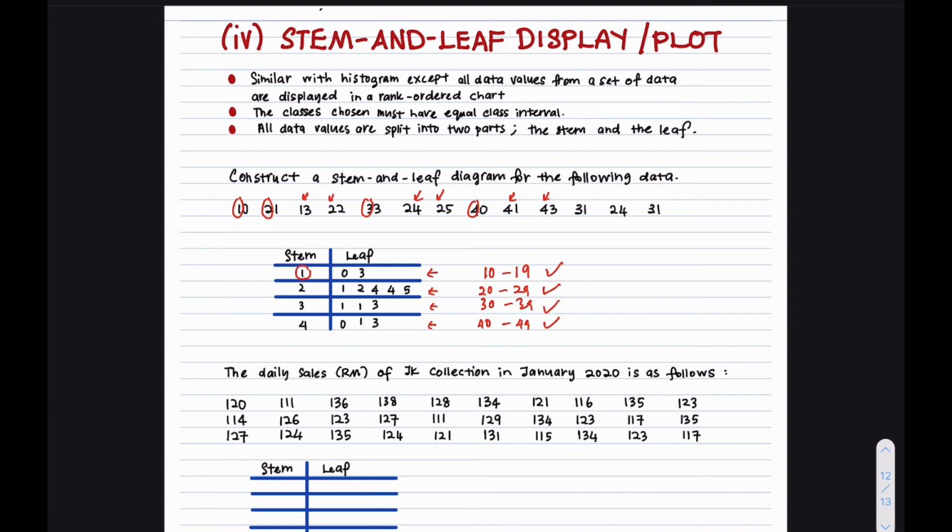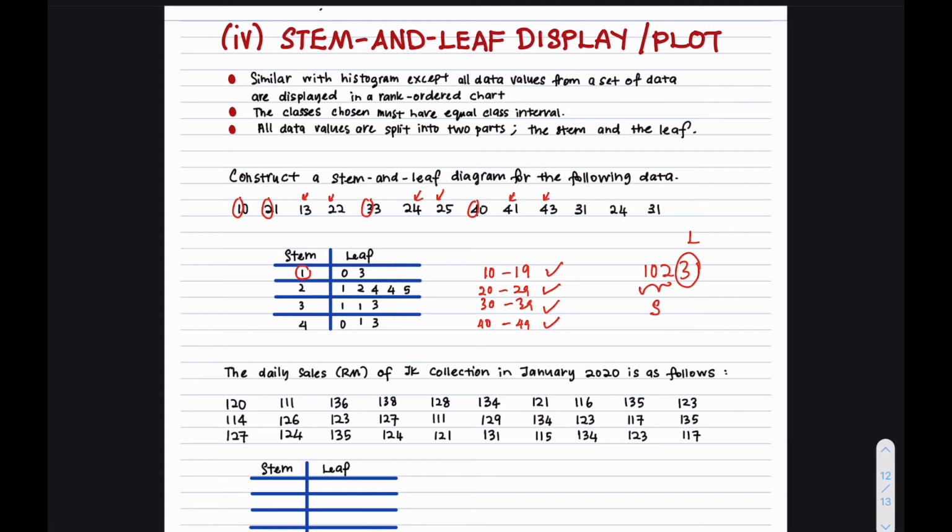And then the leaf is the rest, nombor yang dekat bahagian belakang. Selalunya kita akan tinggalkan satu sahaja nombor bahagian belakang. Yang bahagian depan kita akan pilih menjadi stem. Contoh kalau kita ada nombor 1, 0, 2, 3, yang ini sahaja yang akan jadi leaf. The rest will be the stem. Untuk nombor yang kita ada ni, because dia hanya ada 2 nombor, nombor belakang adalah leaf, nombor depan adalah stem. So leaf ini kita kena susun mengikut order, mengikut kedudukan.